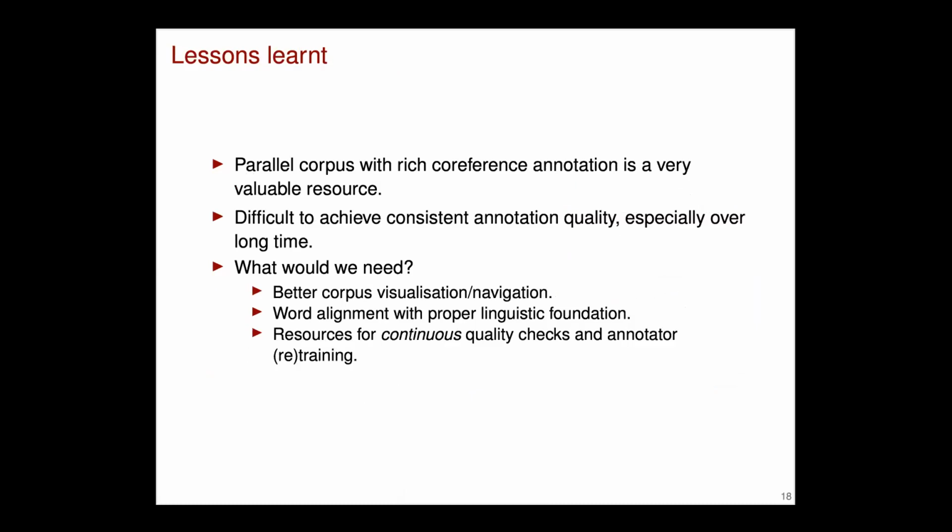So the lesson learned here is that a parallel corpus with rich coreference annotation is a very valuable resource, but it's difficult to achieve consistent annotation quality, especially if you do this over a long time. And what we would need is better corpus visualization, word alignment with proper linguistic foundations, and a lot of resources for continuous quality checks and annotator training. And we spent quite a lot of effort training annotators, but the thing is you would need to retrain them and retest them after half a year and after a year and so on, if this goes on for a long time, because otherwise knowledge gets lost and people get out of practice and things diverge again. And this takes a lot of resources.